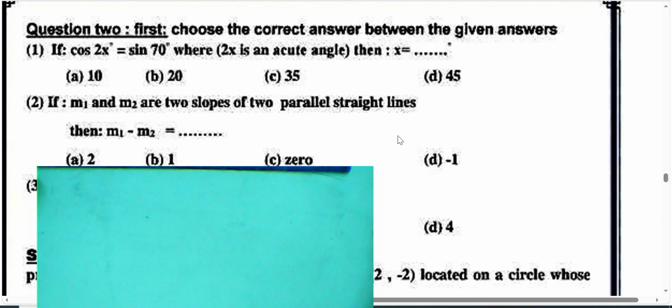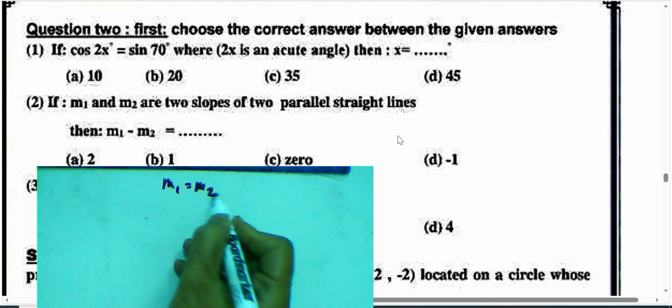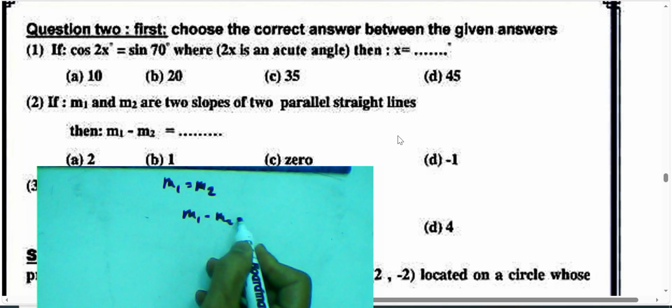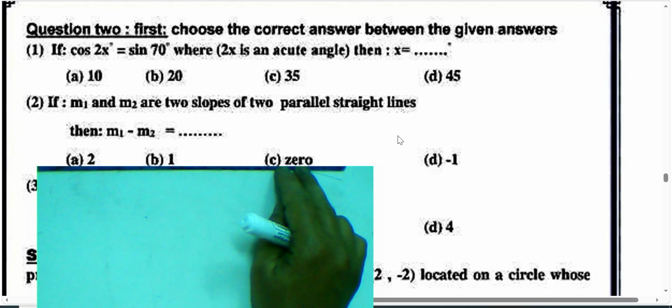Next question down. If M1 and M2 are two slopes of two parallel lines, they are equivalent. Then M1 equals M2, then the difference between M1 and M2 will be 0. The difference between slope 1 and slope 2 will be 0.